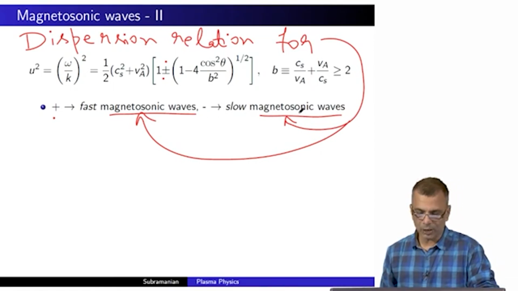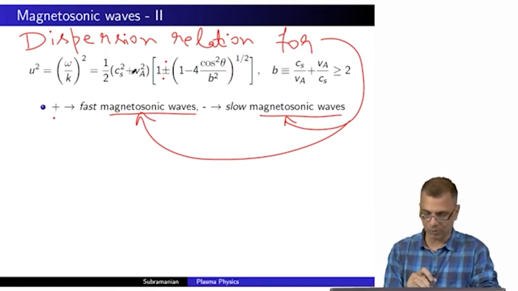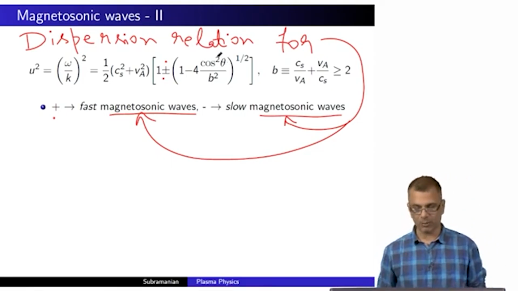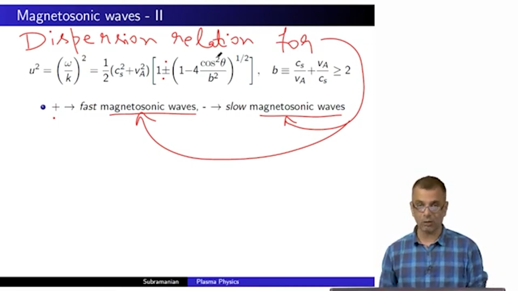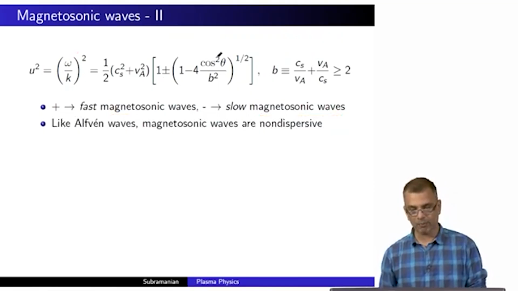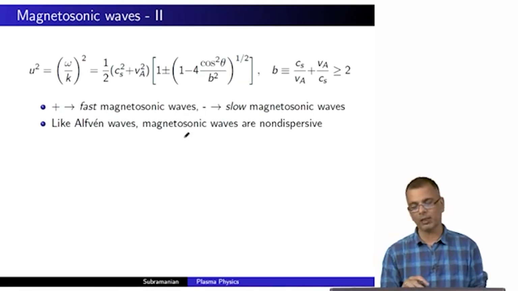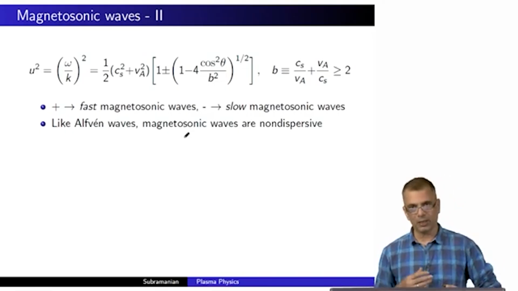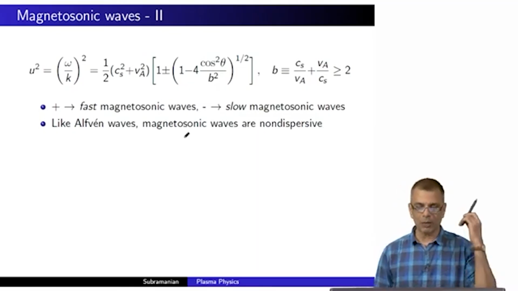Okay, the dispersion relation is a little complicated. It depends upon cs and Va, not just upon the ratio but also individually upon cs and Va themselves, and on this angle theta. Okay, let us look at some limiting cases before going into the full generality. It's always good to look at limiting cases. And one of the first remarks we will make is that, like Alfvén waves, the magnetosonic waves are also non-dispersive. In other words, the phase speed and the group speed do not depend upon omega. They are non-dispersive, just like sound waves, just like Alfvén waves.